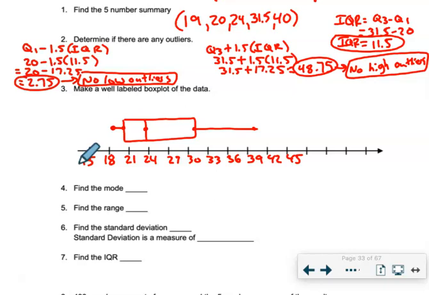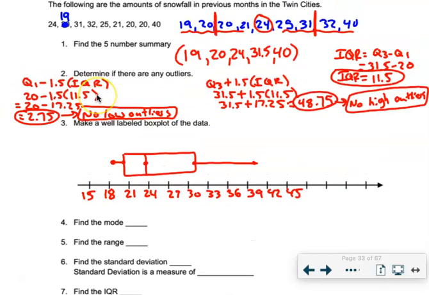Okay, finding the mode of our data, that's the one that comes up the most. So did we have repeats of anything when we were looking up here? So mode, okay, I see that we had 2 20s, and that's the only thing that we had 2 of. So the mode is going to be 20.